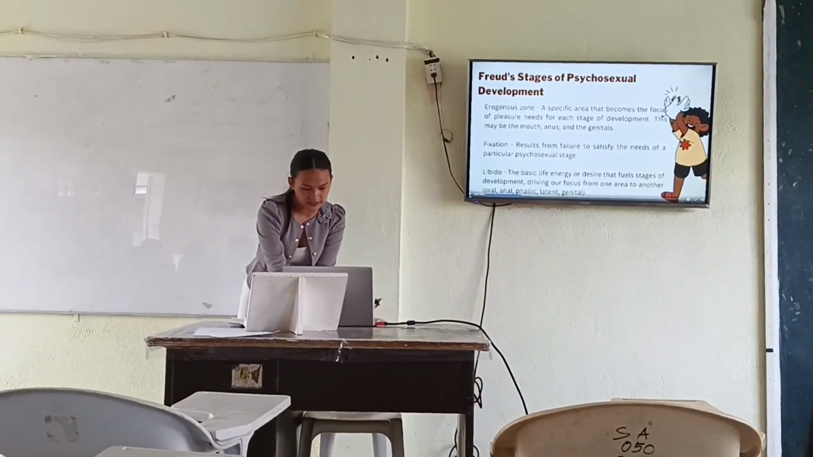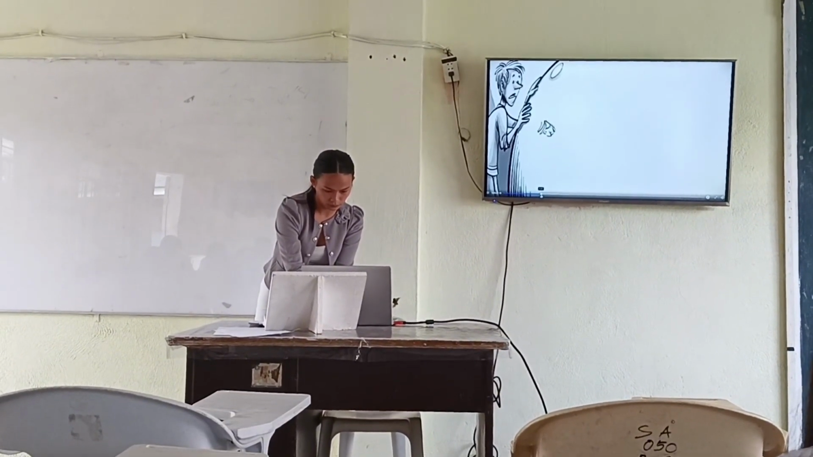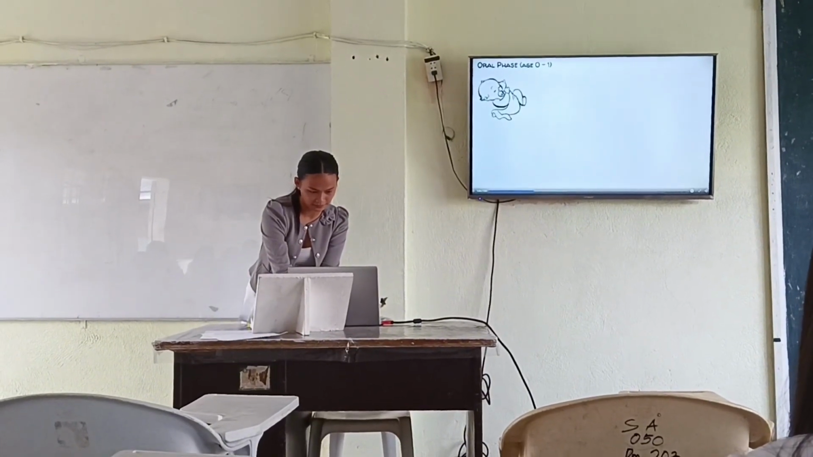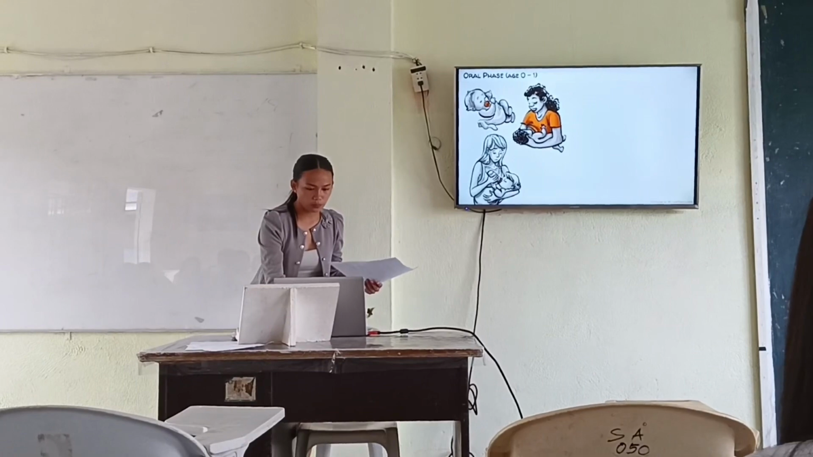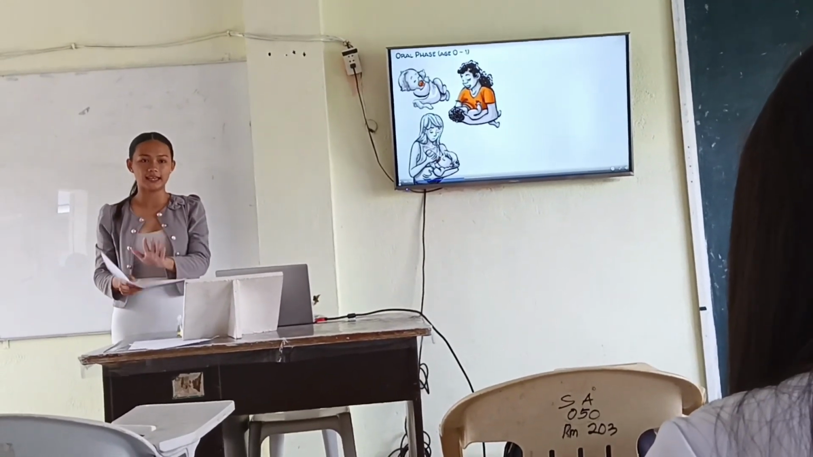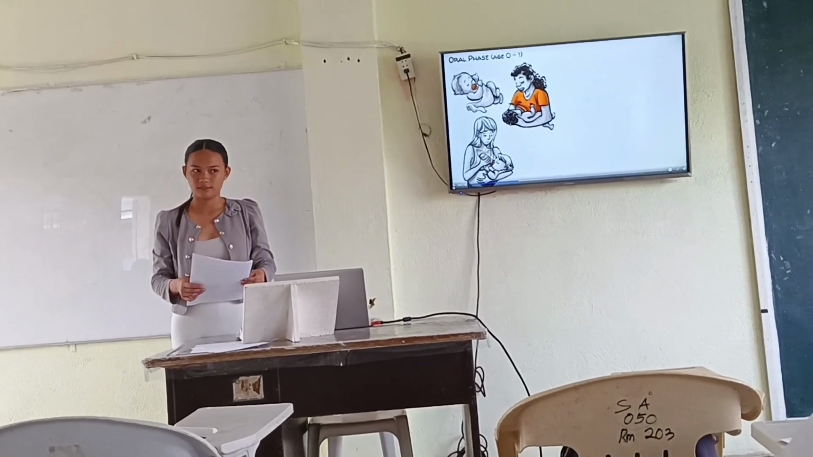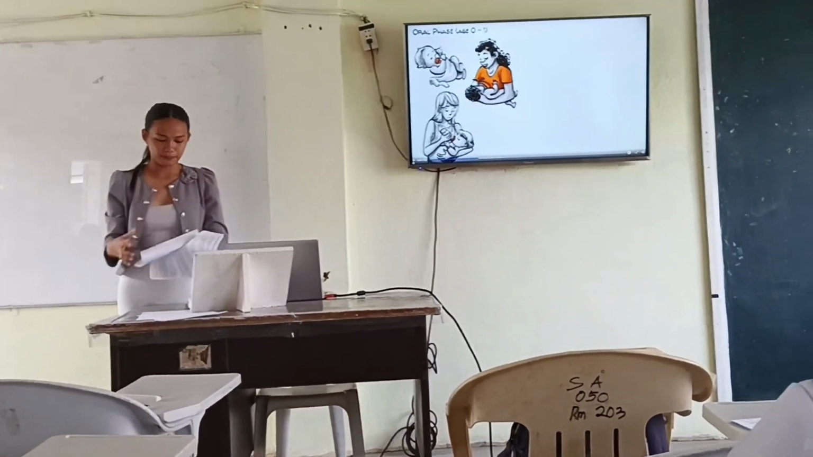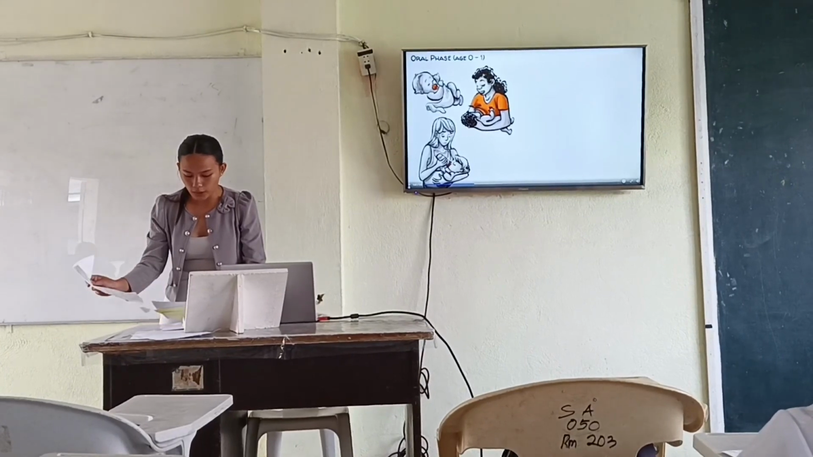So let's proceed to the 5 distinct stages of psychosexual development. What is the first stage of psychosexual development? Oral stage. By the way, don't mind the age written above, it is different from the book. The oral stage is from birth to 18 months. What is the erogenous zone? The mouth. It is the specific pleasure area. Dapat ma-meet ang needs.